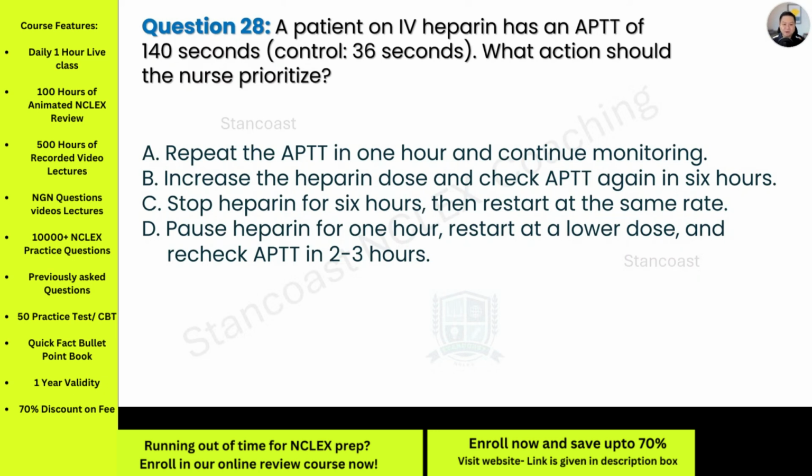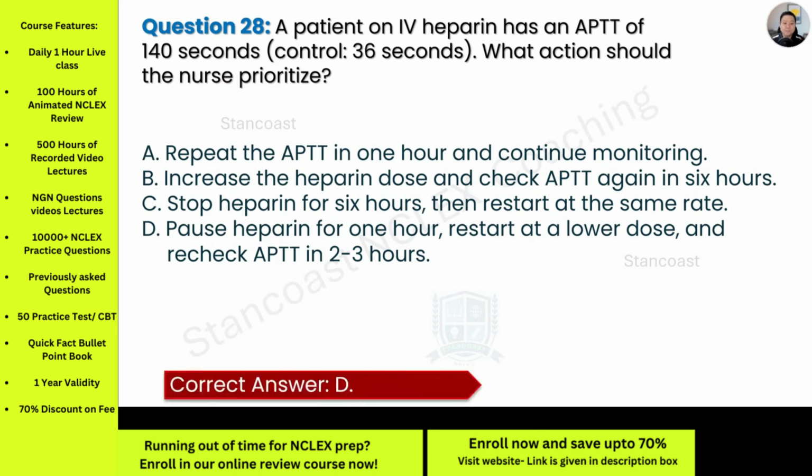The answer here is letter D. An APTT level of 140 seconds is already in excess. It exceeds the therapeutic levels. So this can pose a bleeding risk to your patient. So this will require you to stop the heparin briefly and to restart at a reduced dose to allow for a safe re-establishment of the therapeutic level.